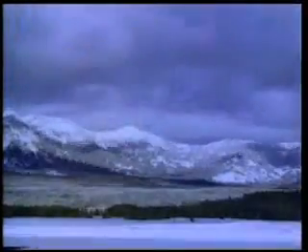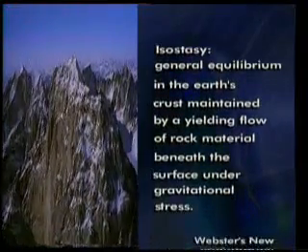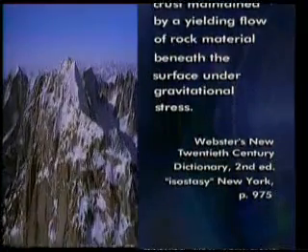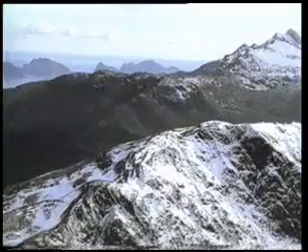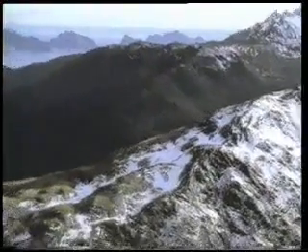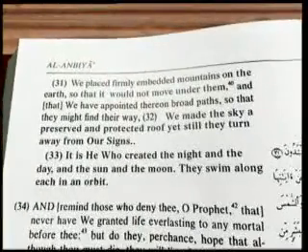This fixing function of the mountains is defined in scientific literature with the term isostasy. Isostasy means the following. Isostasy, general equilibrium in the Earth's crust, maintained by a yielding flow of rock material beneath the surface under gravitational stress. This vital role of mountains that was discovered by modern geology and seismic research was revealed in the Quran centuries ago as an example of the supreme wisdom in God's creation. "We placed firmly embedded mountains on the earth so that it would not move under them."